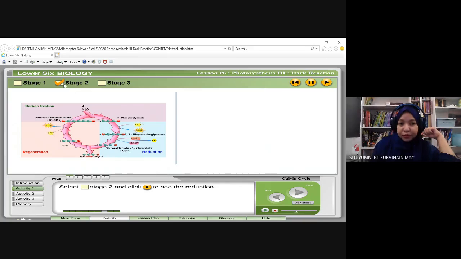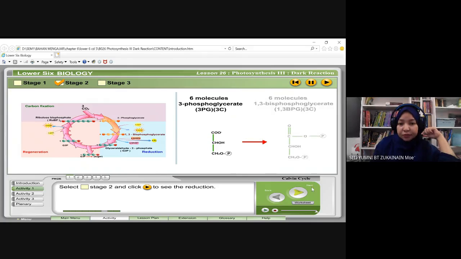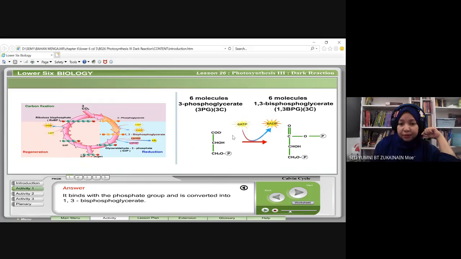Okay, and then stage 2 of the Calvin cycle is a reduction stage. Now, if you can see, 3PG molecules bond with a phosphate group and are converted into 1,3-bisphosphoglycerate. If you notice here, previously it was a 3 carbon compound, 1, 2, 3. Because previously I already explained about 3 carbon dioxide, so it becomes 6 molecules of 3PG.